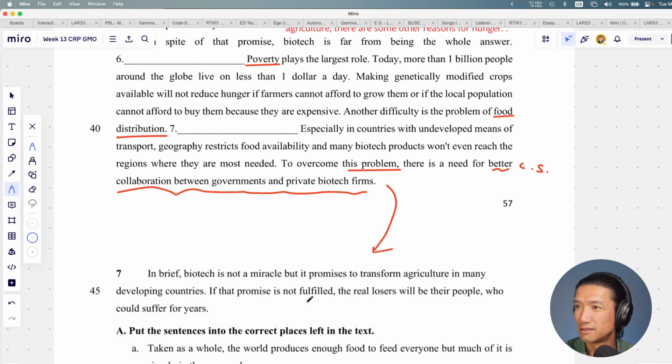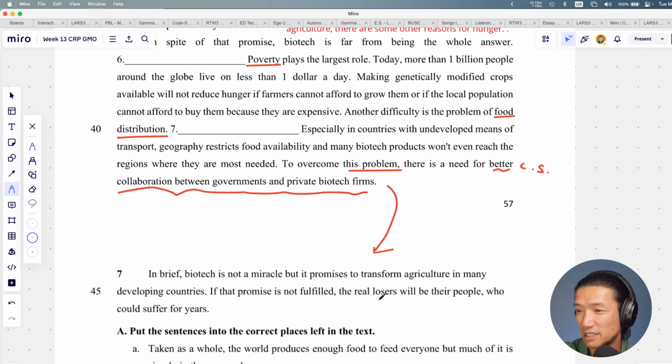No, it's just offering a solution. See, this is stupid. In brief, biotech is not a miracle, but it promises to transform agriculture in many developing countries. If that promise is not fulfilled, the real losers will be their people who could suffer for years. That's a really short conclusion.